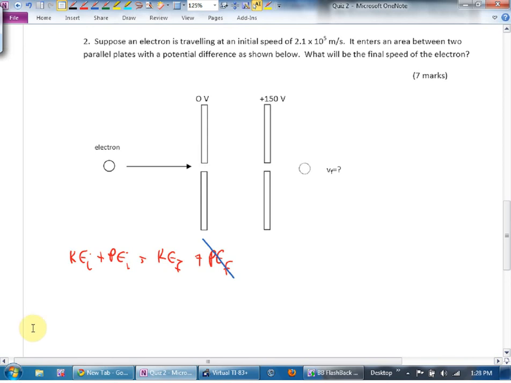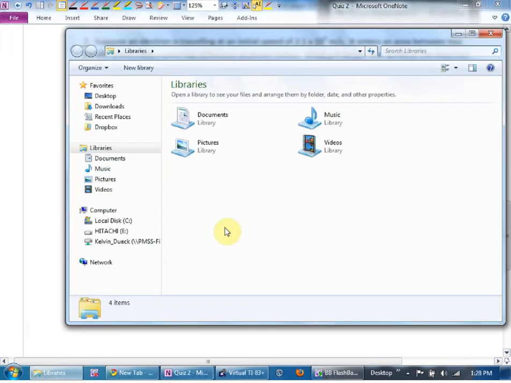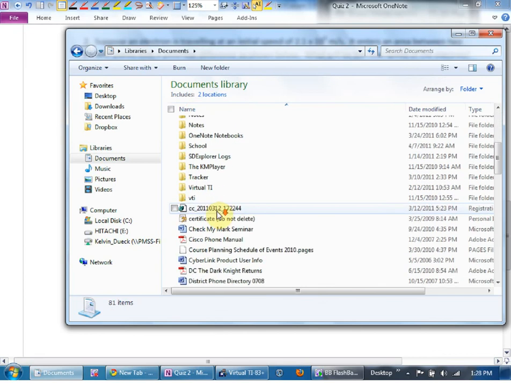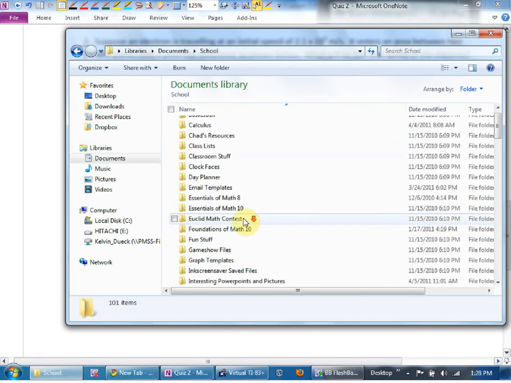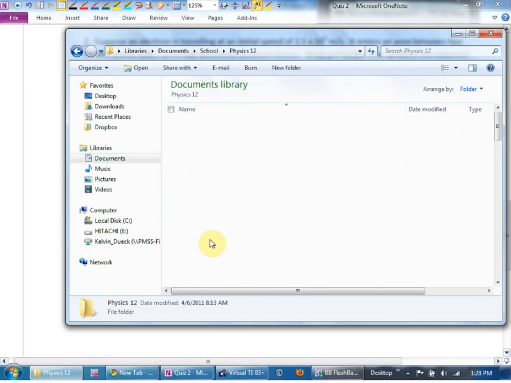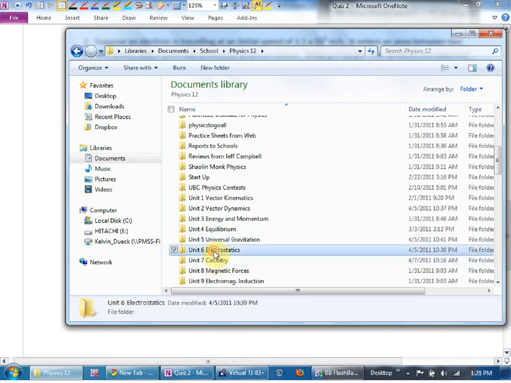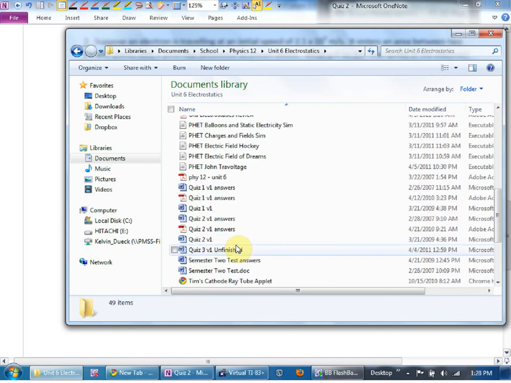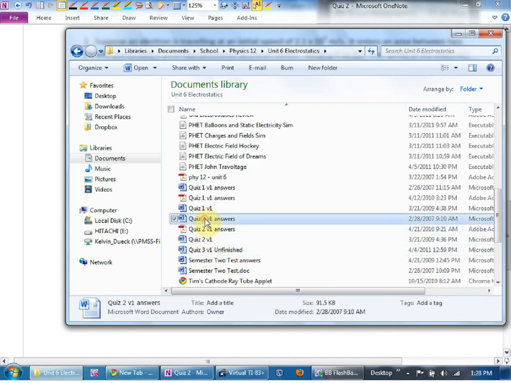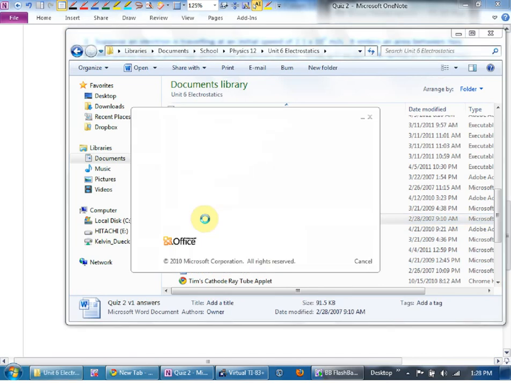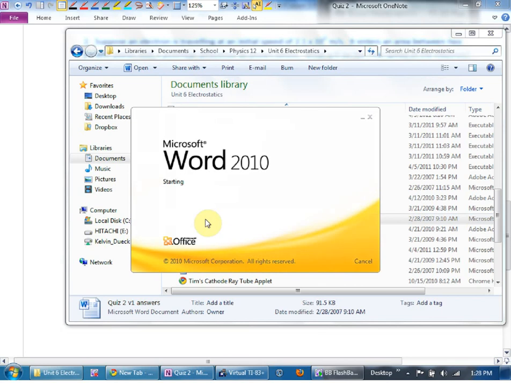I think the easiest way is going to be to crunch the numbers on the left-hand side, and I'm going to cheat and just go to my answer key because it was a lot of typing, and if you got this far, most people managed to get the next few steps, I think. So, quiz two, version one answers. Come on, computer. This would have been faster if I'd had Word open already. Oh, well. Taking its time.